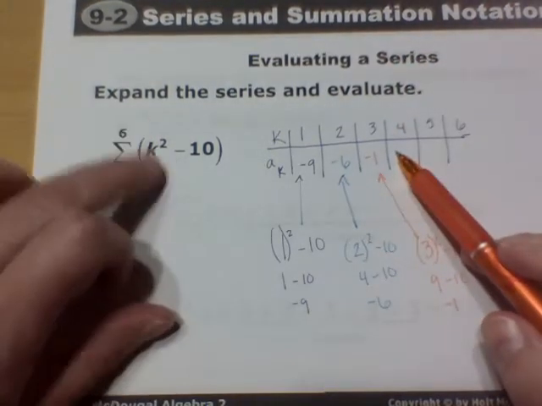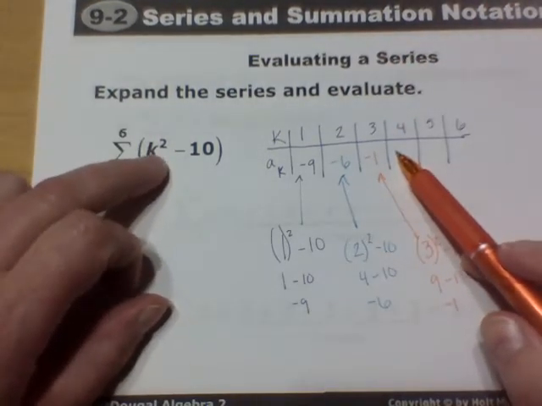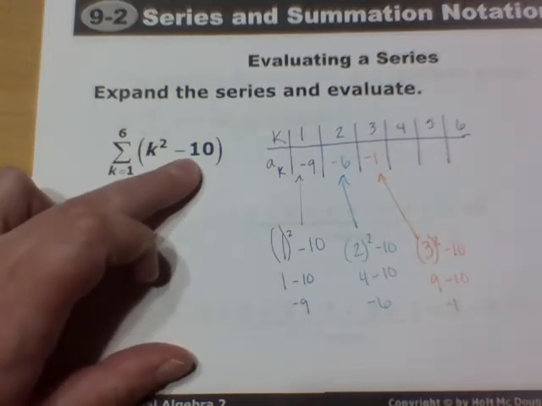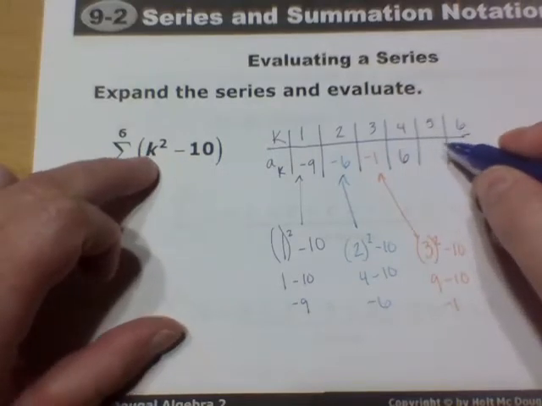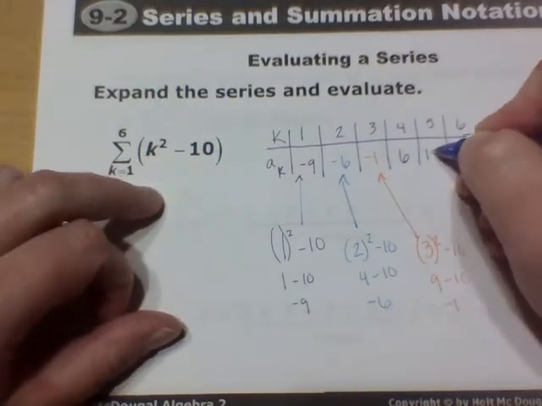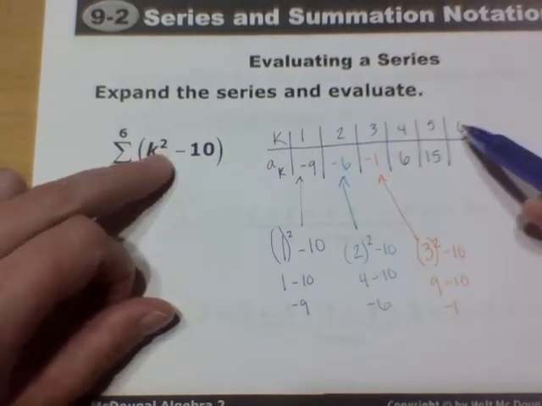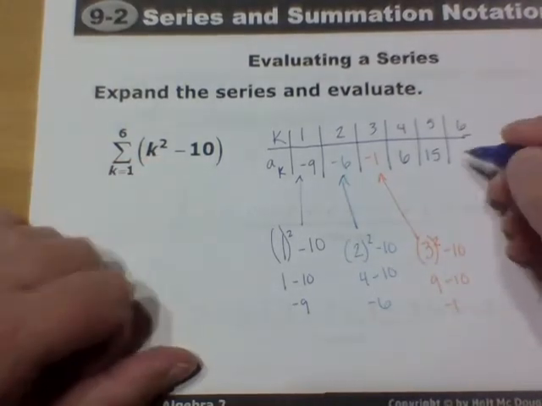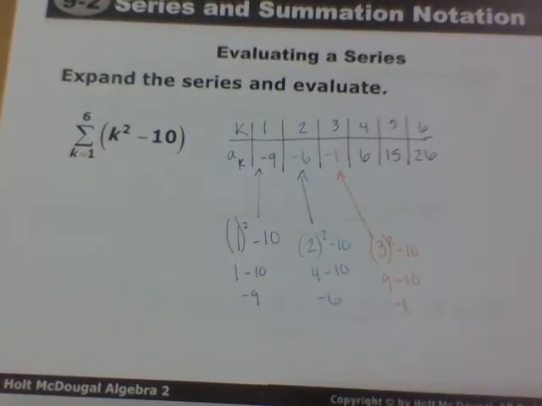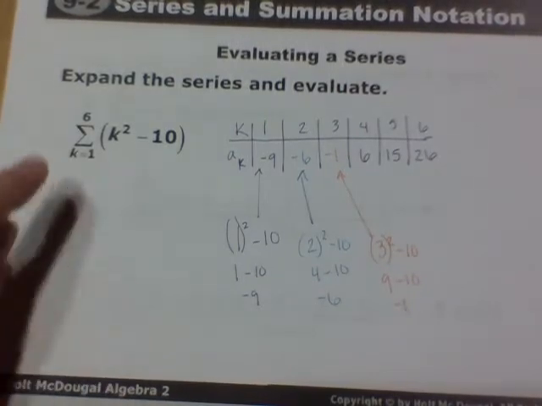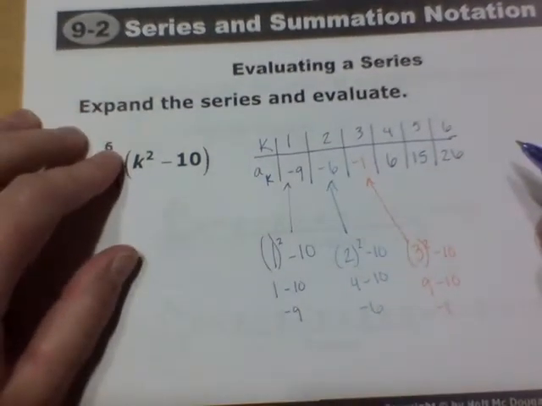And then we're plugging in a 4, and 4 squared is 16, minus 10 leaves us with a 6. 5 squared is 25, minus 10 leaves you with 15. And 6 squared is 36, minus 10 leaves you with 26. All right, so that's all we do is plug in each of those. So that's your expanded part.